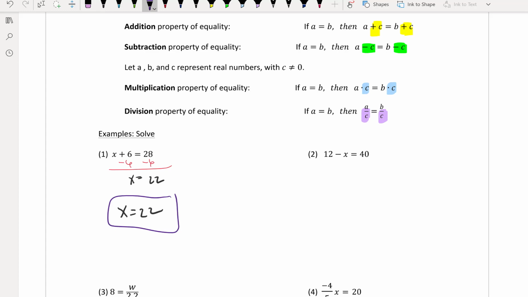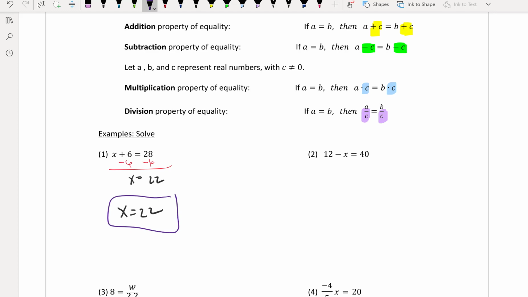Now for number 2, what's happening is now you have 12 minus x. So now you have a subtraction. So what's the opposite of subtraction? Then we would do addition. So using the addition property of equality, we're adding by the same amount on both sides.